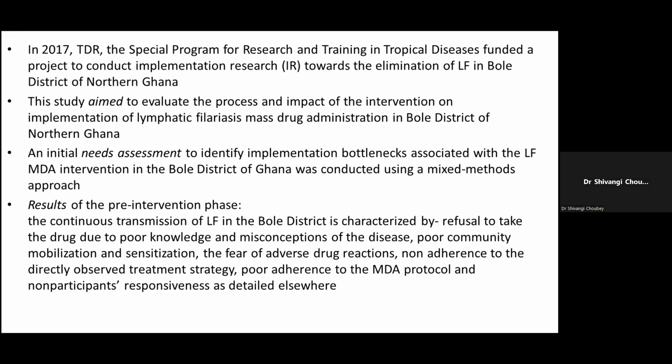poor knowledge and misconceptions of the disease, poor community mobilization and sensitization, fear of adverse drug reactions, non-adherence to the directly observed treatment strategy, poor adherence to the MDA protocol and non-participants' responsiveness. So these were the findings from the pre-intervention phase.